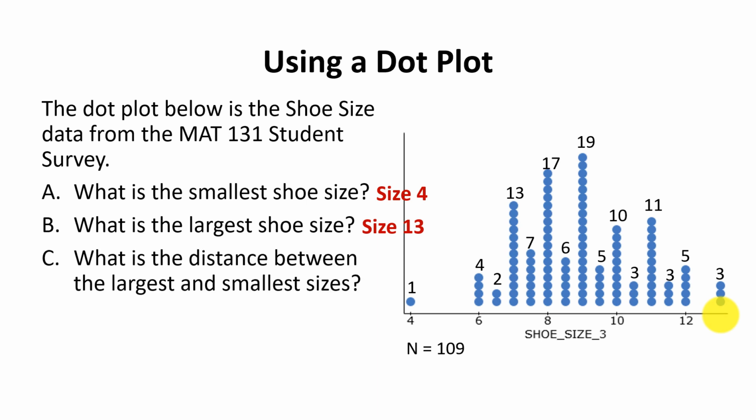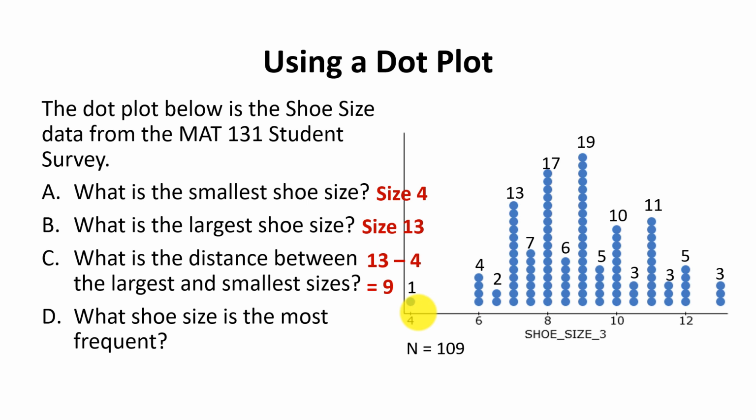C. What is the distance between the largest and the smallest sizes? Well, you will learn that this is also called the range. So we take the largest shoe size, subtract the smallest, and that will be the distance between the two. So one way of measuring spread is using the range. In this case, 13 minus 4 is 9. That is the distance between the largest and the smallest shoe size.